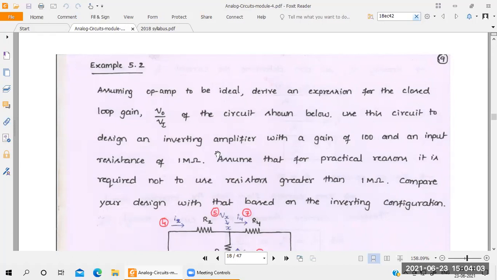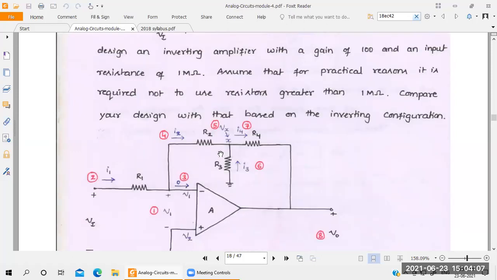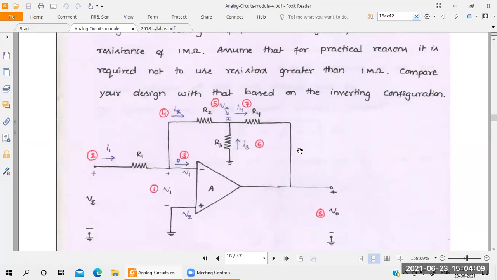Compare your design based on the inverting configuration. Sometimes in exams they give the diagram, and sometimes they don't give any diagram. So it is better to practice this one. There is only one problem here, so practice this diagram.